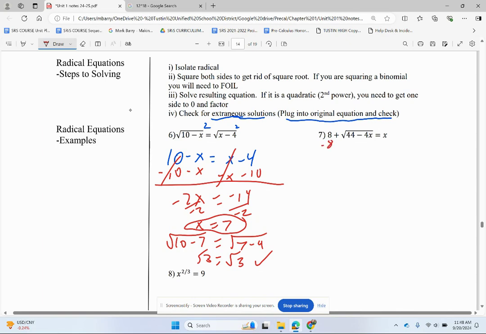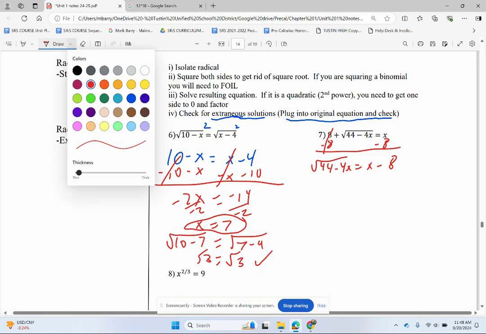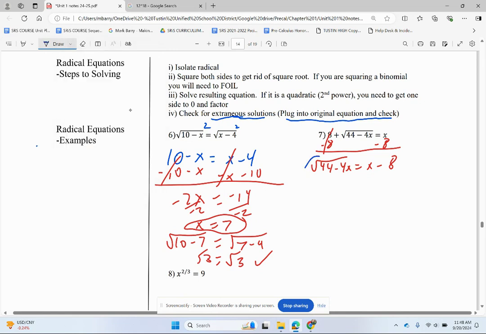So I'm going to subtract 8 from both sides. We want to isolate the radical here. So that's going to be the square root of 44 minus 4x equals x minus 8. Now I need to square both sides. Now when I square this side, the radical just goes away, so that's nice and easy. However, when I square this side, it really means multiply it by itself. So we would do x minus 8 times x minus 8, and we do need to FOIL that.